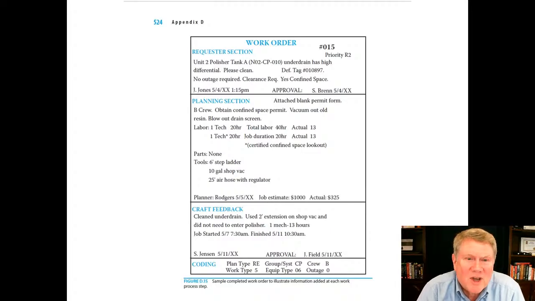Parts, no parts expected, a 6-foot step ladder to go in, a 10-gallon shop vac, and a 25-foot air hose with a regulator. That would be for the confined space person.